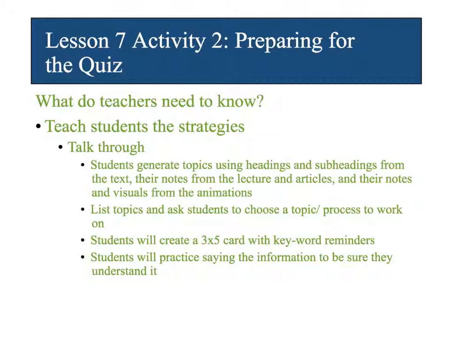So what they'll do once they have their topic is create a 3x5 card with keyword reminders, and I'm going to show you an example in a second. Basically what they want to be able to do is say the important information from memory, so that they really understand what they're doing, and they just use these keywords to jog their memory so that they can remember what they need to say. They need to practice it a couple times so that they're sure that they understand it.